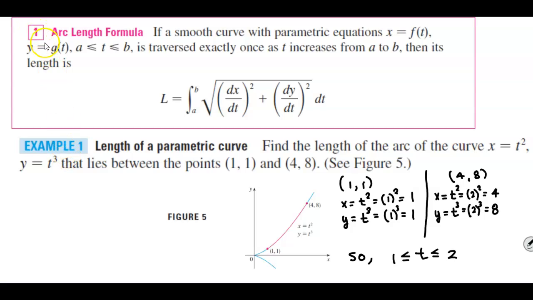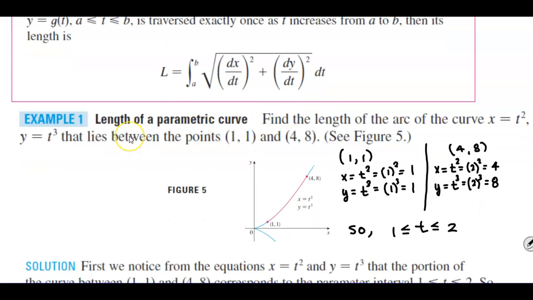So in definition number 1, we have the arc length formula. If a smooth curve with parametric equations, x is equal to f of t, y is equal to g of t, where t is in between a and b, is traversed exactly once as t increases from a to b, then its length is the following. L is equal to the integral from a to b of the square root of (dx over dt) squared plus (dy over dt) squared, dt.